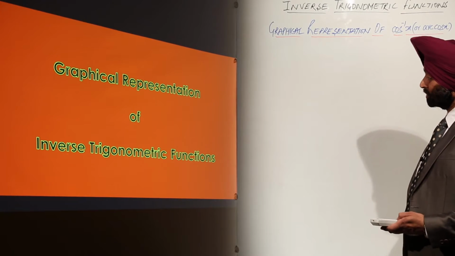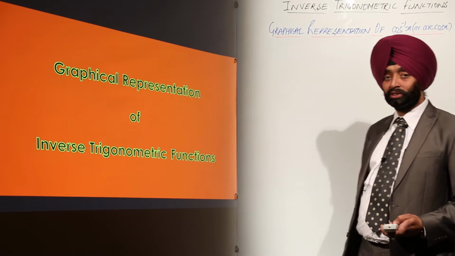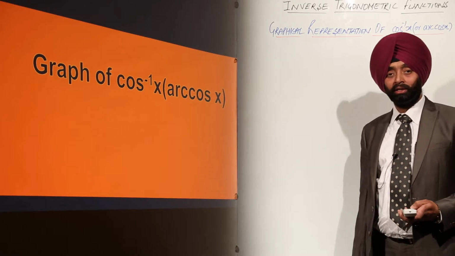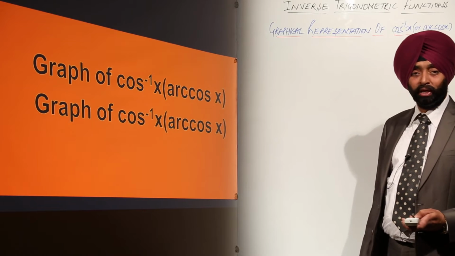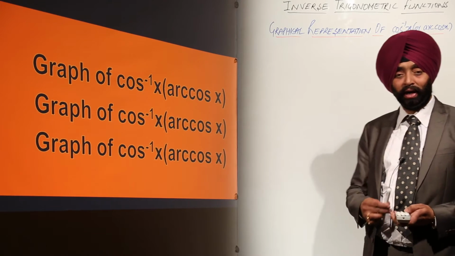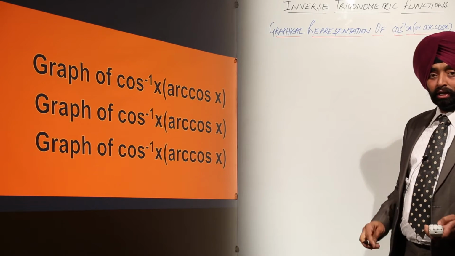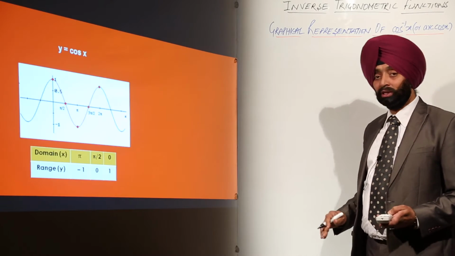Next graphical representation of inverse trigonometric function is for cos inverse x. Okay. So now again for the cos inverse x, what we have to do? We have to first find the graph for y is equal to cos x. Okay. And then we have to move for the inverse part.